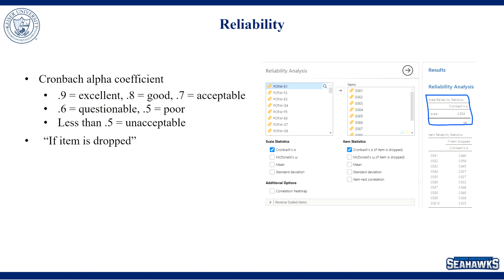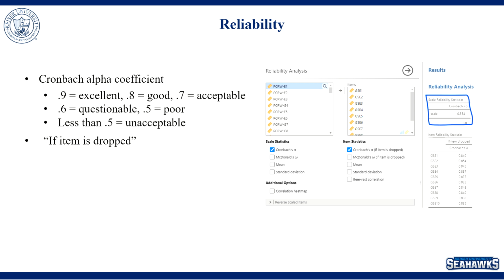And then you get a score, which is in the blue box around the scale, 0.854. That is the Cronbach's alpha score. What it shows is that those 10 items have similar responses, therefore they're considered reliable. If one of those was poorly worded and was not really addressing self-efficacy, it might dramatically lower that score.